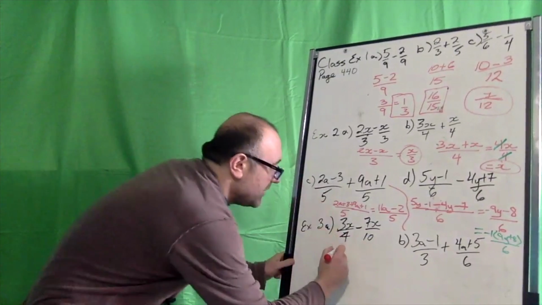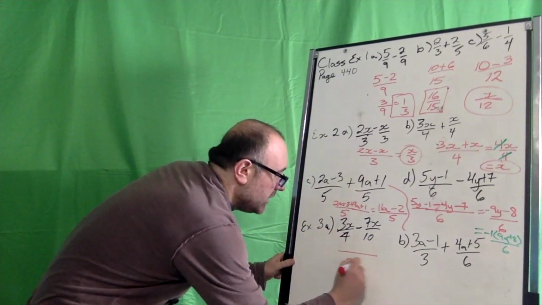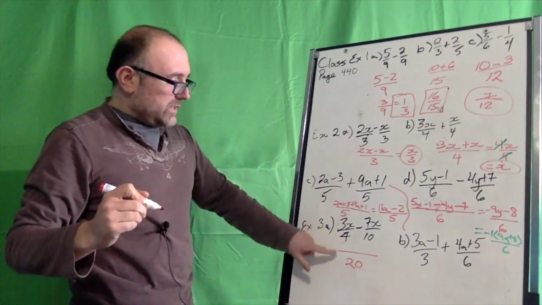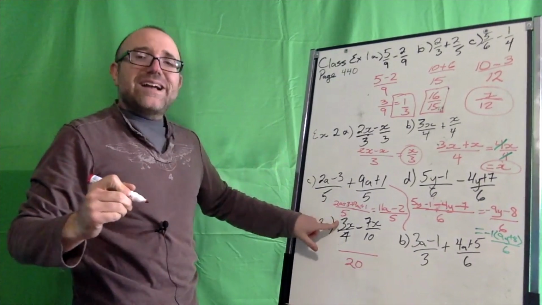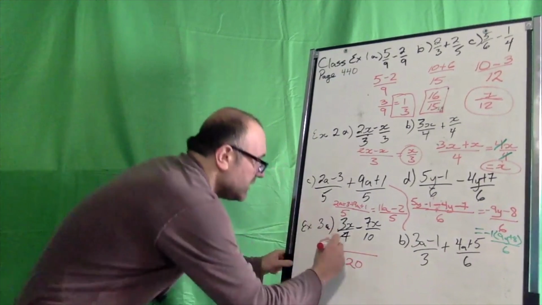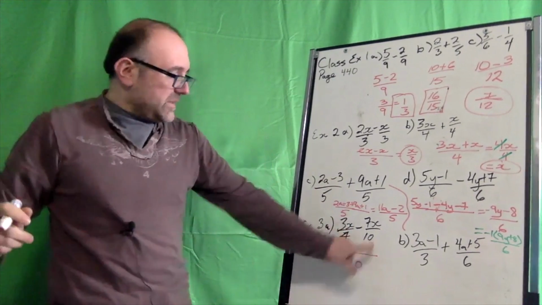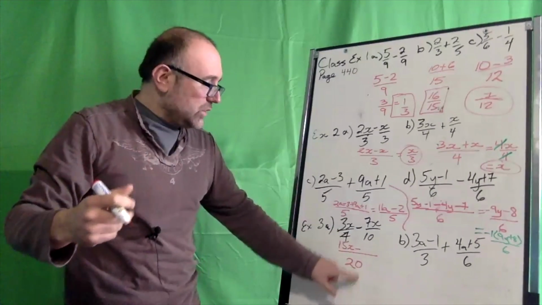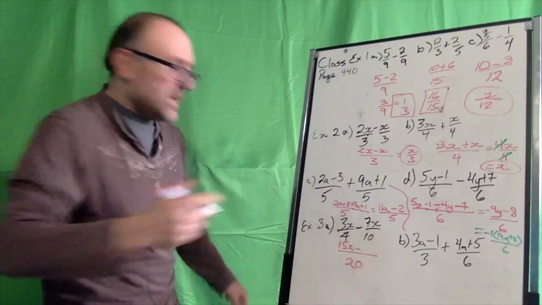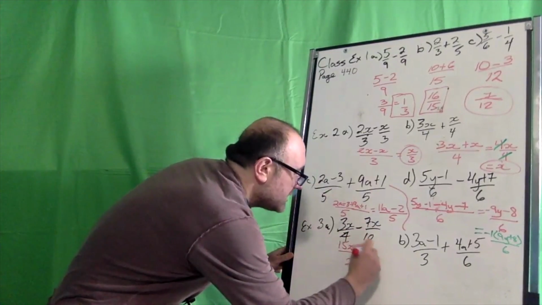So what's going to happen is that I'm going to put 20 here. 4 times 5 makes the following. So 5 times 3x is 15x. Now, how did I get from 10 to 20? I multiplied by 2. So that would mean 7x times 2 is 14x.